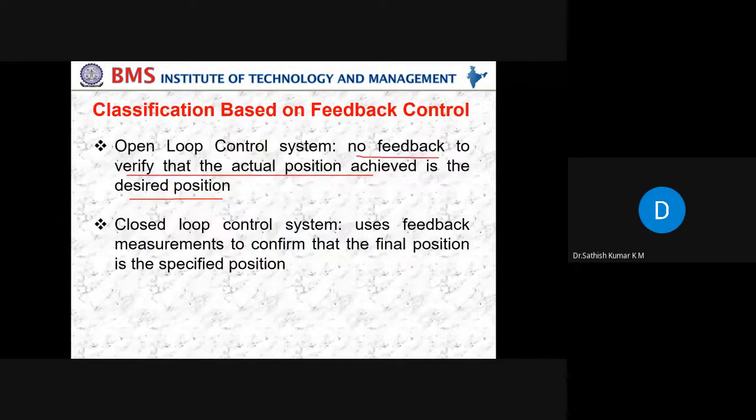But on the contrary, in the case of a closed loop control system, we are going to measure. In order to measure, we use what is called feedback measurement. We are going to measure using a measuring instrument, and that feedback will be taken back to confirm whether the final position you achieved is the intended position. So that is what is called the closed loop control system.